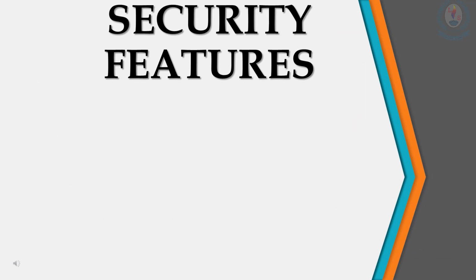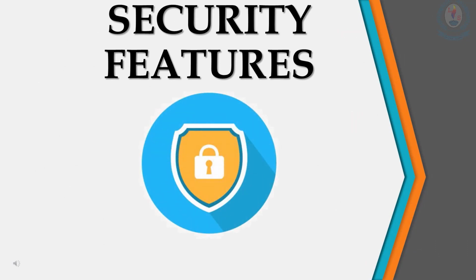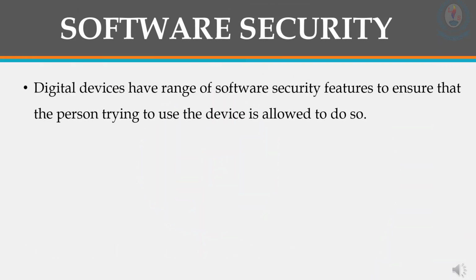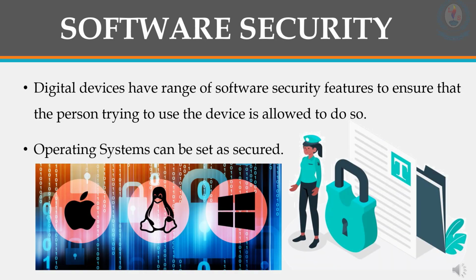Security cannot be ignored when we are talking about digital devices. Security is the state of being free from danger or threat. In this topic, we are going to discuss software security as well as physical security of digital devices. Software security: to prevent unauthorized access to data, digital devices have lots of software security features to ensure that the person trying to use the device is allowed to do so.